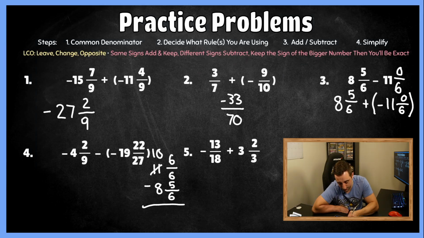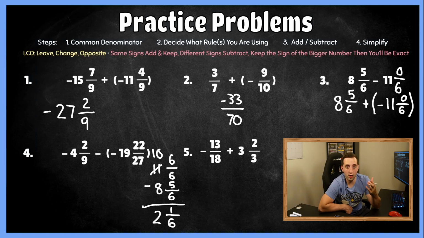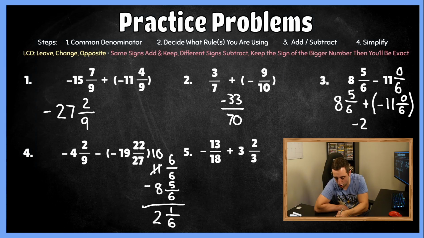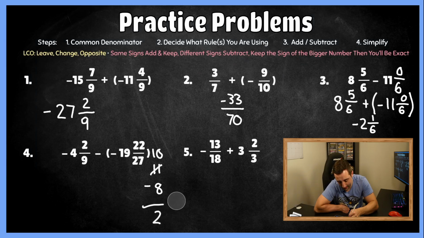6 minus 5 is going to give us a 1 up top. 6 stays the same. 10 minus 8 is going to be 2. And we'll keep the sign of the bigger number. 11 was negative, so our final answer needs to be negative as well. So our final answer is going to be negative 2 and 1/6 for number 3. And now let's go ahead and make our way to number 4.